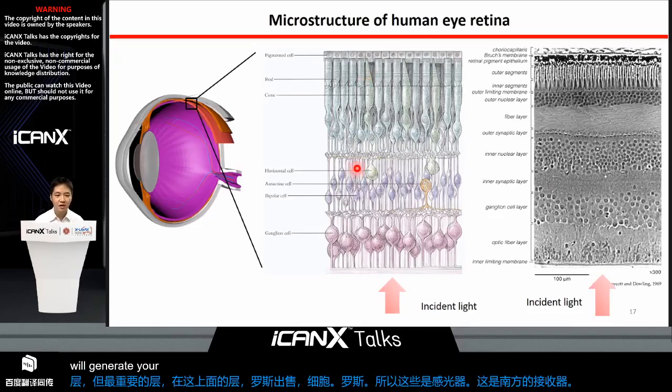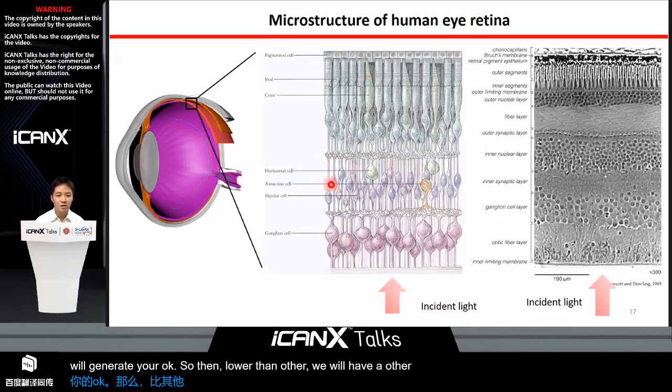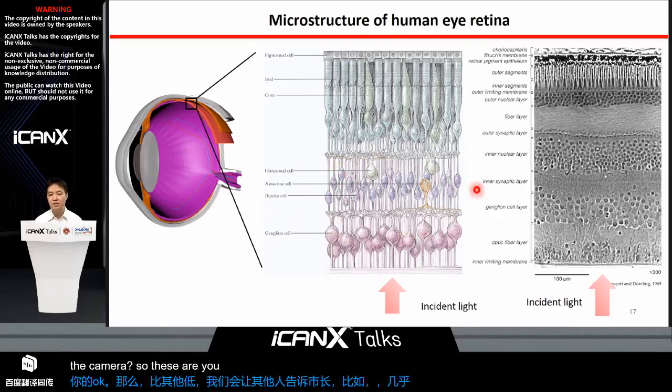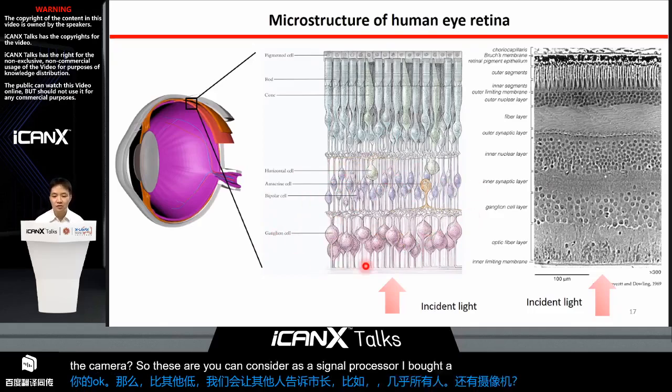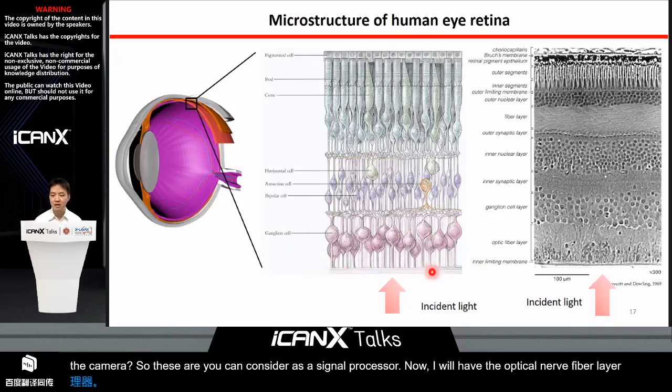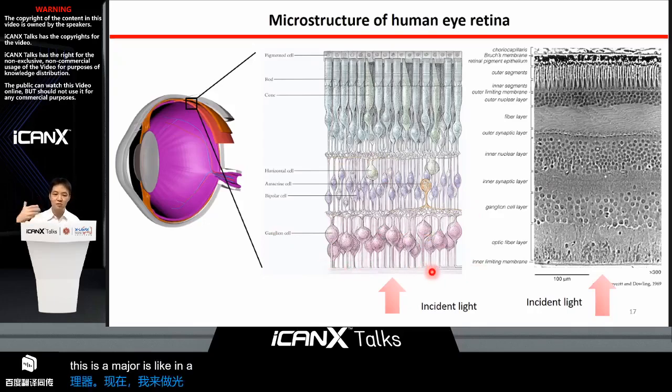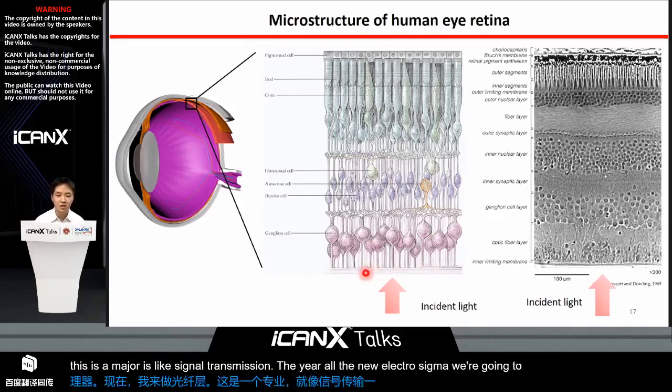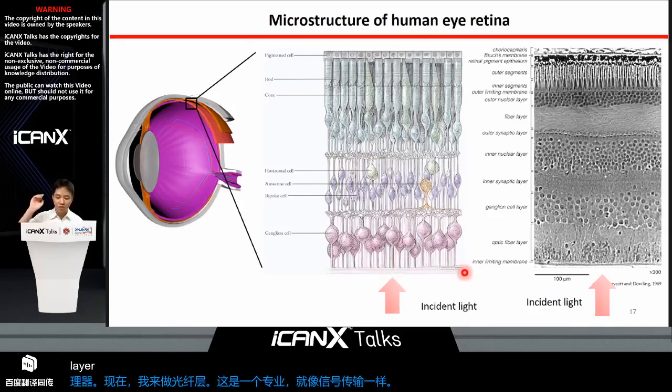Lower than that, we have other cell layers like horizontal cells, bipolar cells, and ganglion cells. You can consider these as a signal processing layer. Then at the bottom we have the optical nerve fiber layer. This layer is like an interconnect or signal transmission layer. All the neural electric signals go into the optical nerve layer, then eventually go to our brain for signal processing. And the light comes from the bottom side.